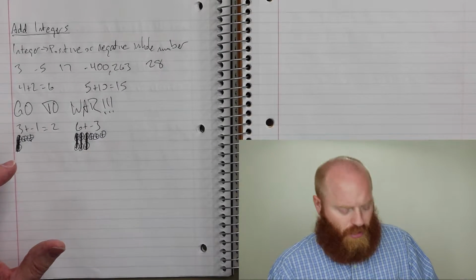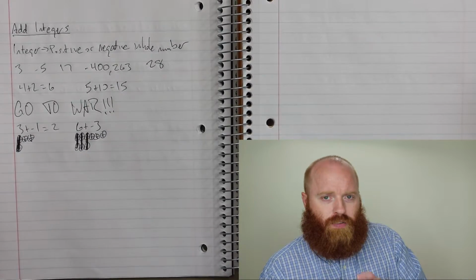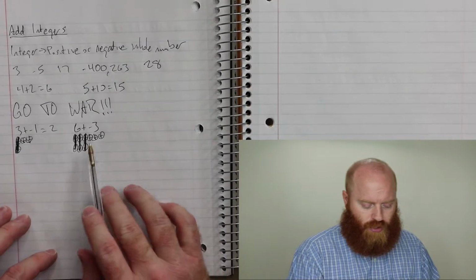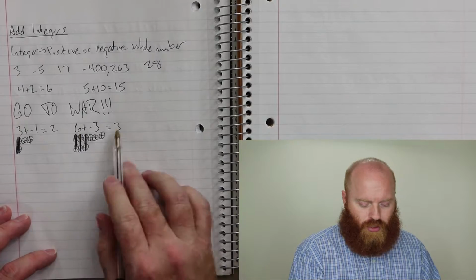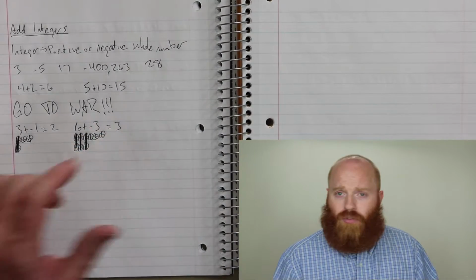The answer to an adding integers problem is to find out the value and the sign. So I've got 1, 2, 3 people still alive, and they're plus, plus, plus. They're all good guys. The answer is going to be positive 3.